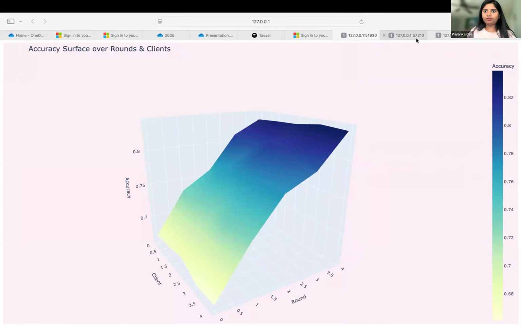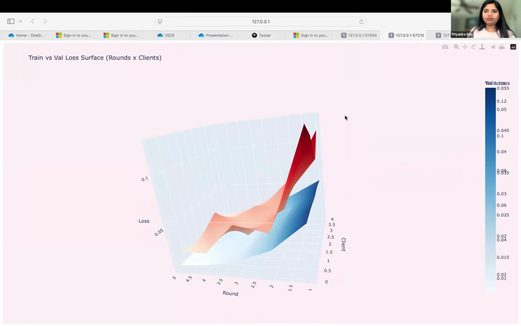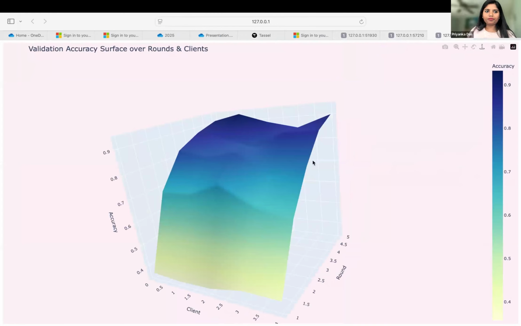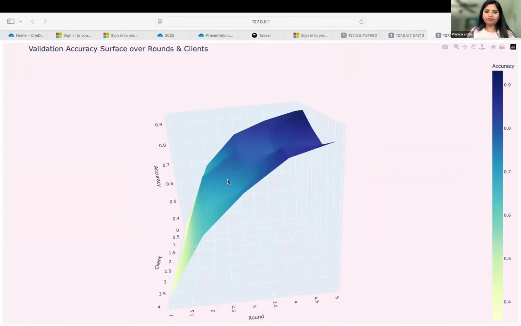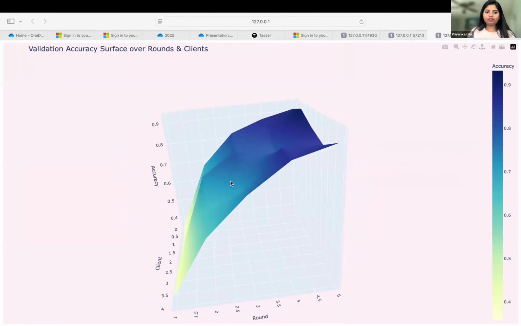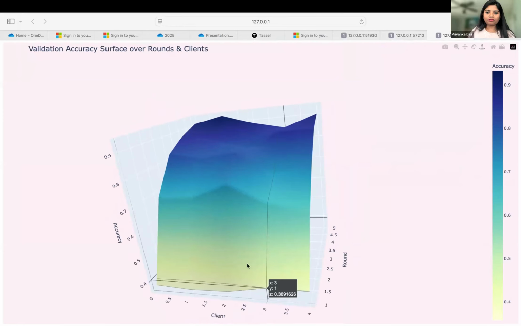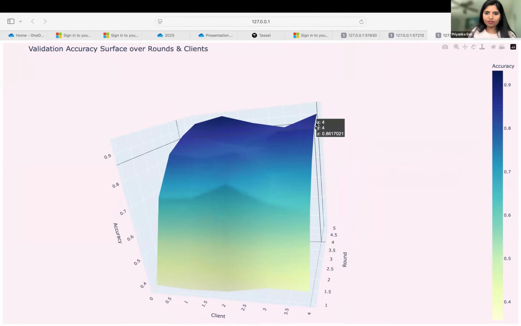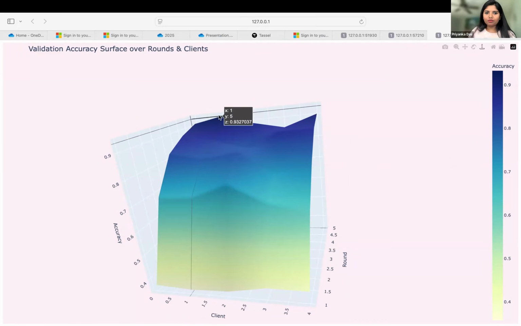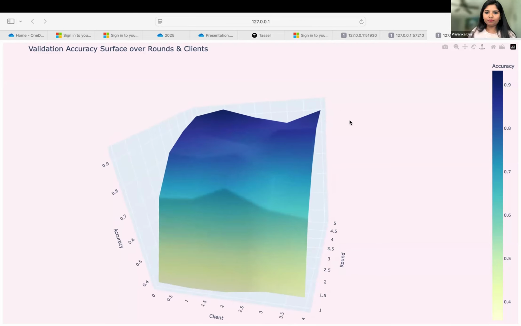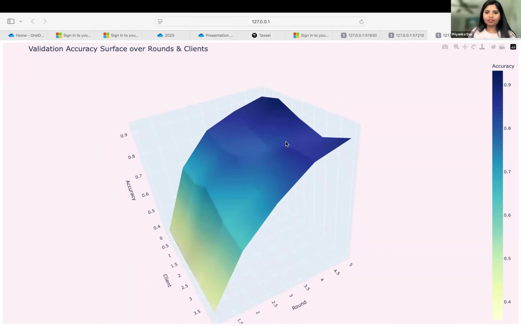So for FedOpt, this was the validation accuracy. So it started with 0.36 and it went to as high as 0.90 and 0.93. So in case of FedAvg, it never passed above 0.90.